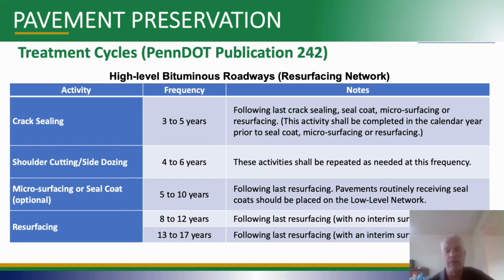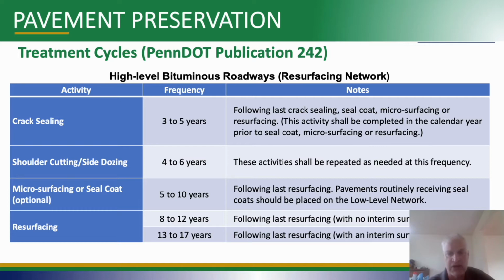And we have this divided by the type of roadway that it is. So a high level bituminous roadway, one that is generally going to be maintained by a series of resurfacings or mill and fills over its life. This is what we're saying the treatment cycles are. So you can use this to plan what needs done. You need to do crack sealing every 3 to 5 years. Shoulder cutting and side dosing are added to these every 4 to 6 years.